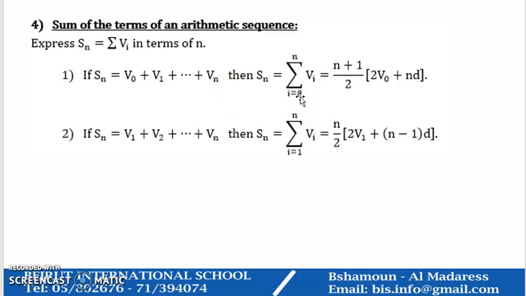Why is that? If we start counting 0, 1, 2, 3, 4, 5, in fact, here I counted 6 terms. Why? Because I started by v0, or by 0. So if we start labeling the terms 0 to n, we have n plus 1 terms. For this reason here I have n plus 1, which is the number of terms. If Sn equal v1 till vn, we can write the summation as summation from i equal 1 till n of vi. In this case I have n over 2 into 2v1 plus n minus 1 d, and the number of terms in this case, since we started by 1, it will be n terms.